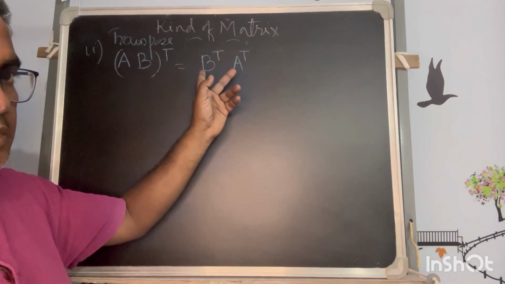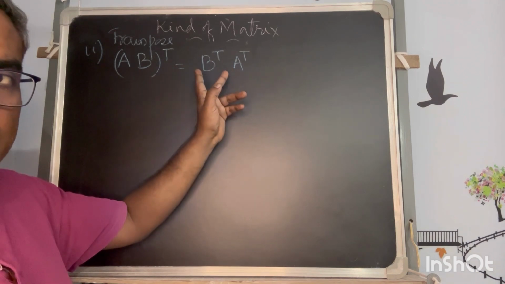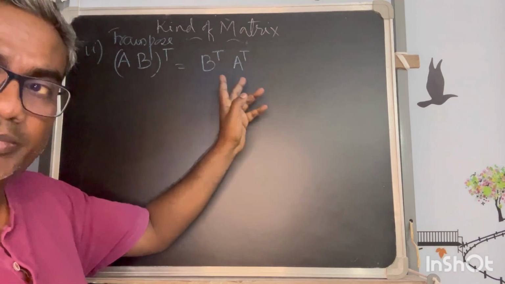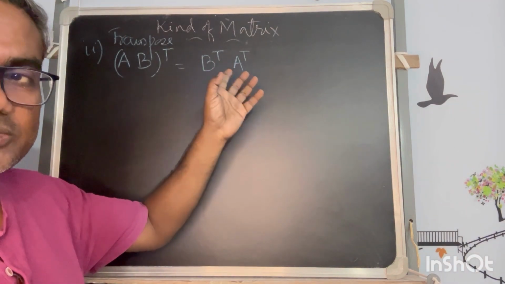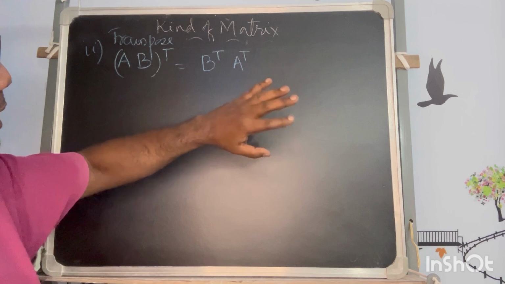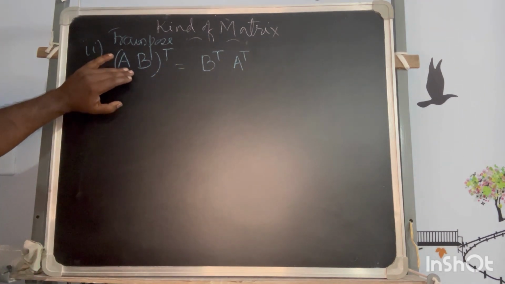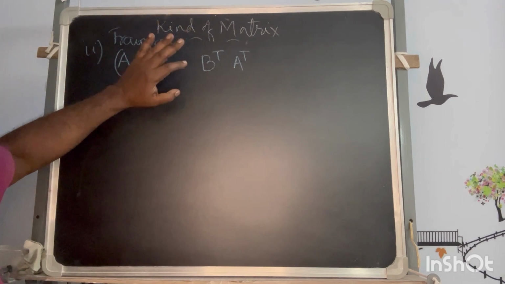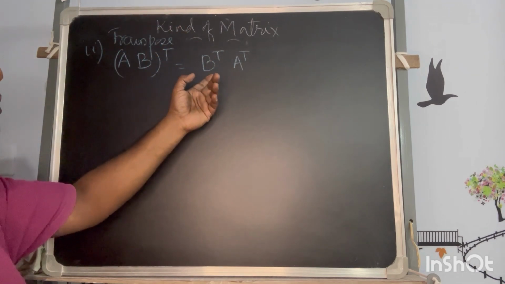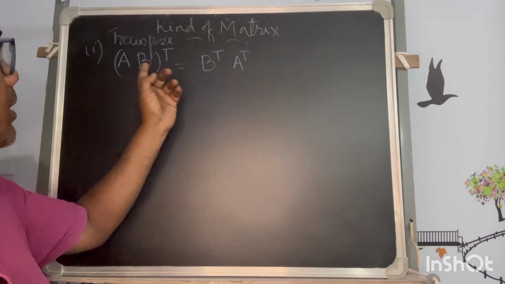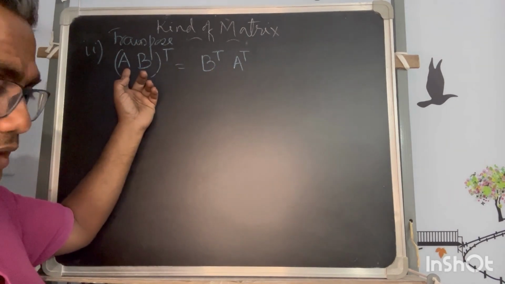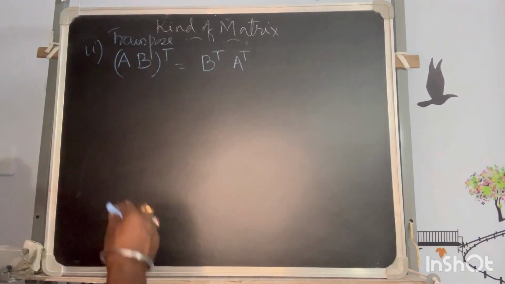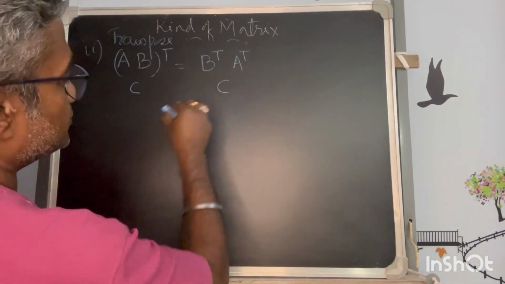If we change the order, the result is not definite and could change. This depends on the kind of matrix, so that will come later. But for now, if I take the product of two matrices A and B and then take the transpose, that gives the same result as taking the transpose of the later one and the transpose of the earlier one and multiplying in this order. Let's say this gives C, and this is also C.